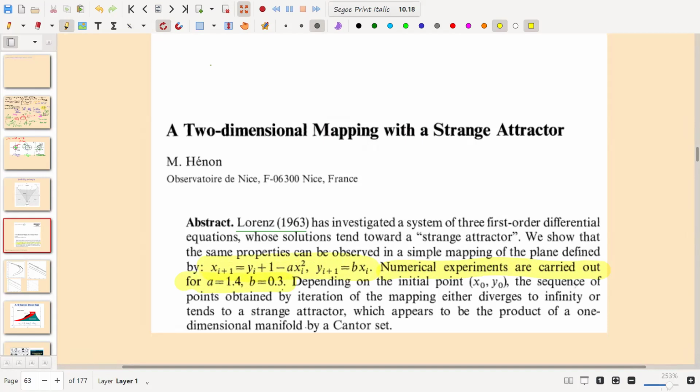Depending on the initial point x0, y0, the sequence of points obtained by iteration of the mapping either diverges to infinity or tends to a strange attractor. Okay, so that's the idea.